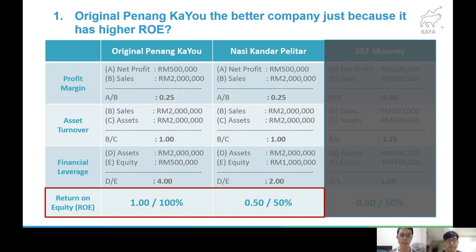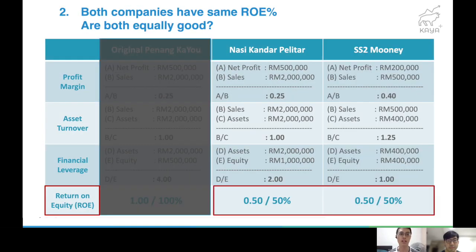Another reason why DuPont analysis is very useful is to compare companies that have the same ROE. We can drill down further to single out which of the companies is actually better by just doing the DuPont analysis. Yes. So now we have another mama together with Kayu. Another mama is called SS2 Muni. So you can see both of them are having the same ROE, which is 50%. But you can see the profit margin from Muni is actually much higher. The simple term is Muni can earn more than Kayu by selling the same amount of roti canai.